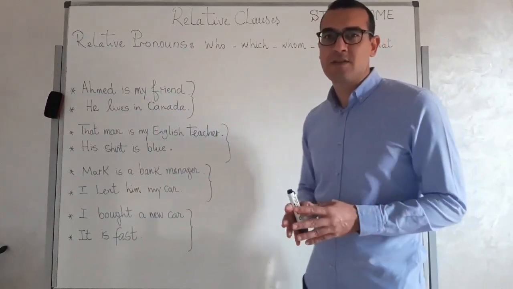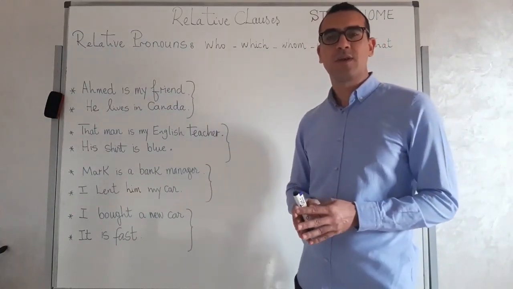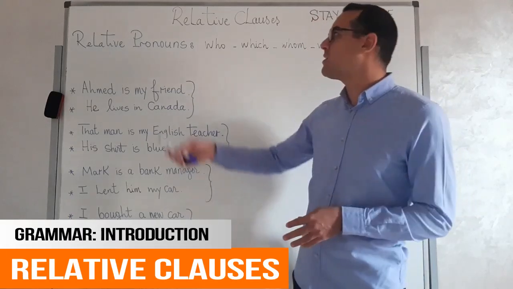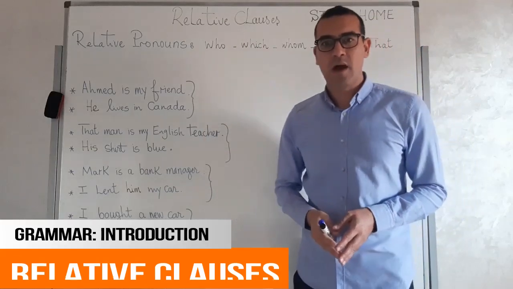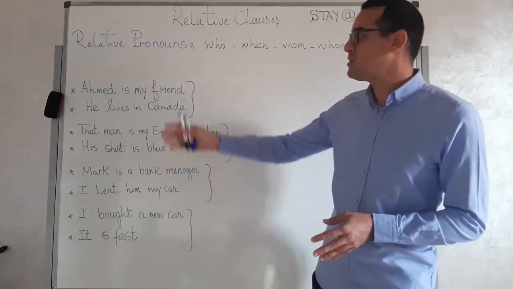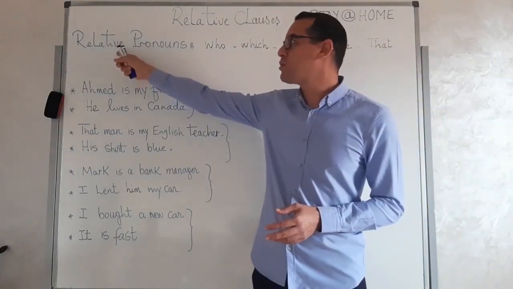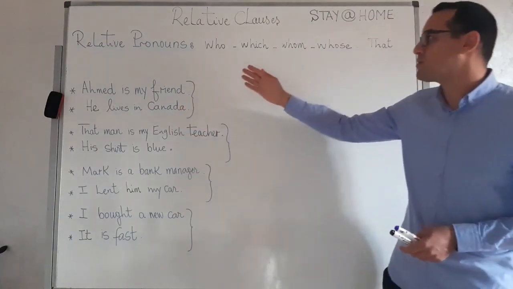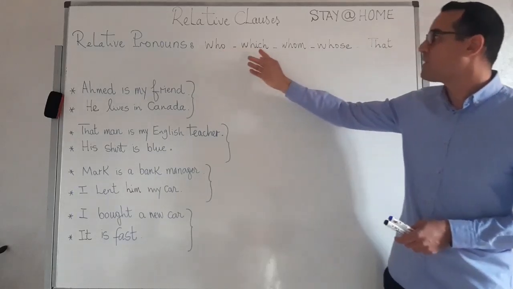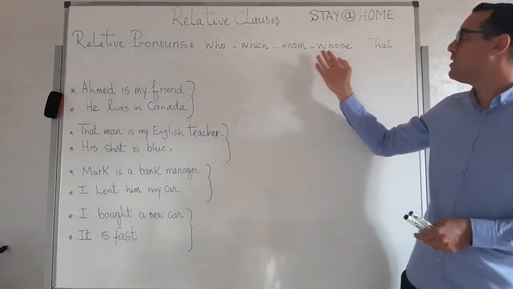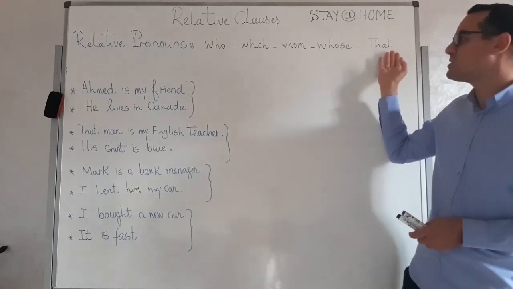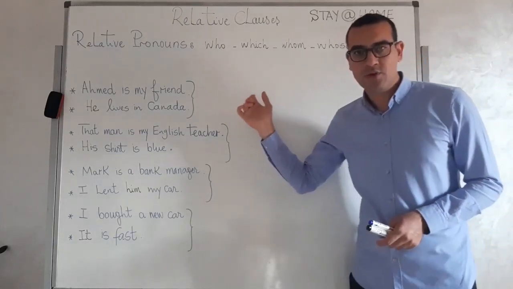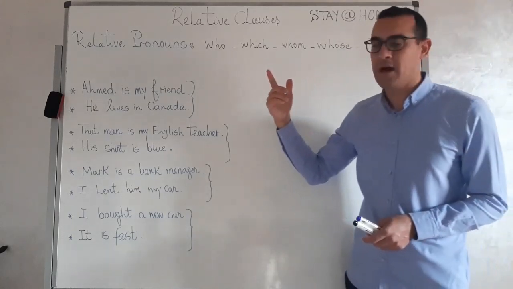So as you can see, and as I told you in the introduction, today we're going to talk about relative clauses. We're going to see what we mean by a relative clause and how we construct relative clauses. As you can see with me here, we have what we call relative pronouns. Today we're going to look at these relative pronouns. The first one is who, the second one is which, the third one is whom, then whose, and that. So we have about five relative pronouns. We also have when and where. I will talk about them later on.